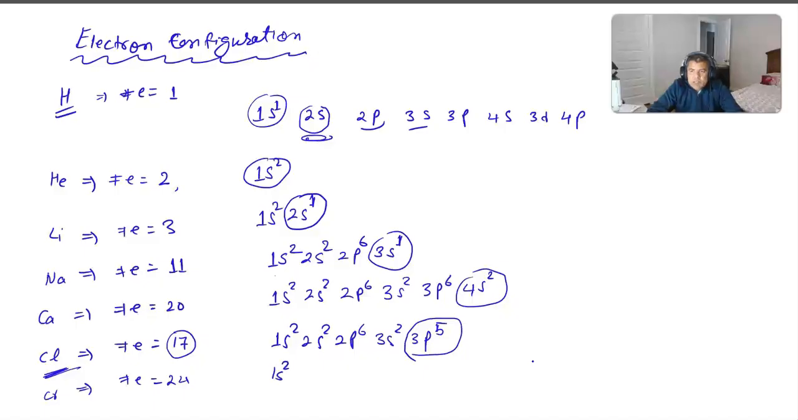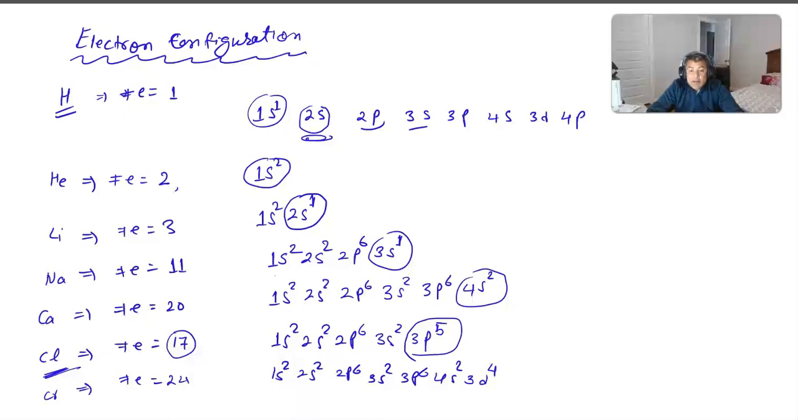1s2, still 22 left. 2s2, 2p6, 3s2, 3p6, 4s2. This is the calcium, right? 4s2, and after 4s 3d comes, right? 3d4. Look at that. This ended at d, right?